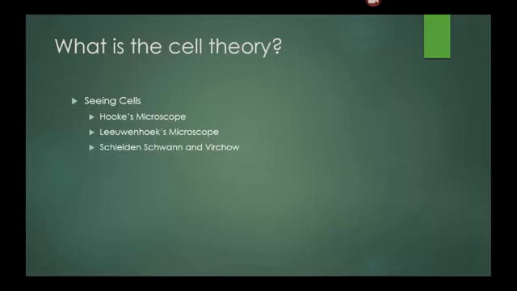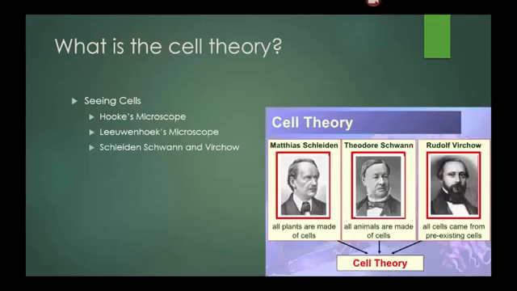Schleiden, Schwann, and Virchow. In 1838, using his own research and the research of others, Matthias Schleiden concluded that all plants are made of cells. Years later, Theodor Schwann reached the same conclusion about animals. In 1855, Rudolf Virchow proposed that new cells are formed only from cells that already exist. "All cells come from other cells," wrote Virchow.